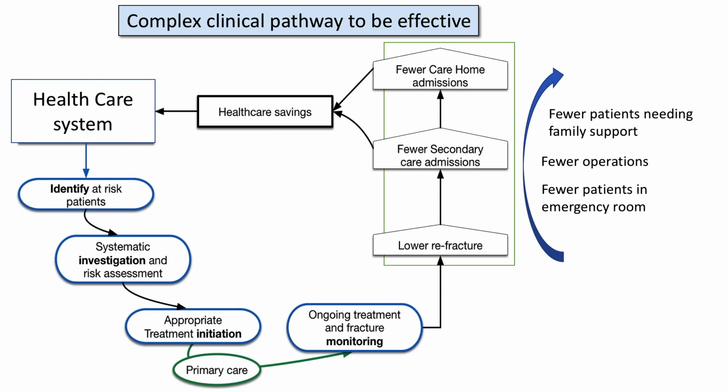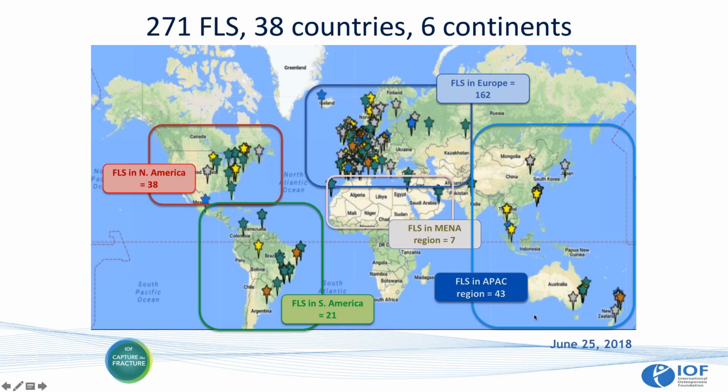It's only through completing each step of this crucial chain can we actually realize lower refracture rates and the healthcare savings. When we look at the CTF map, there are impressive results: 271 FLSs, 38 countries, 6 continents. But even within the countries with high levels of FLS, there are still many sites that do not have a fracture liaison service.